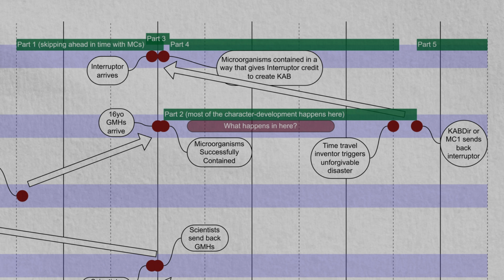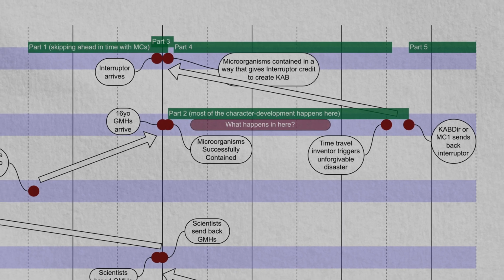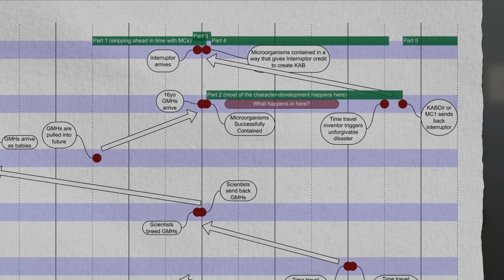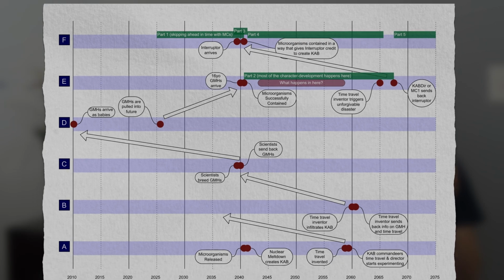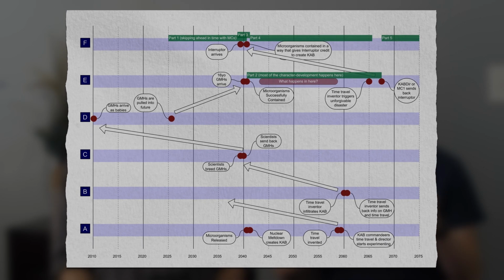You'll also notice that in part 2, we have this little bar beneath it. What happens here? We've noticed that a lot of our character development is going to take place in that section of the story, and we just really don't know much about what goes on there. So we have spent a lot of our time figuring out what goes on with the characters there, and that's where we've been spending a lot of our energy lately.